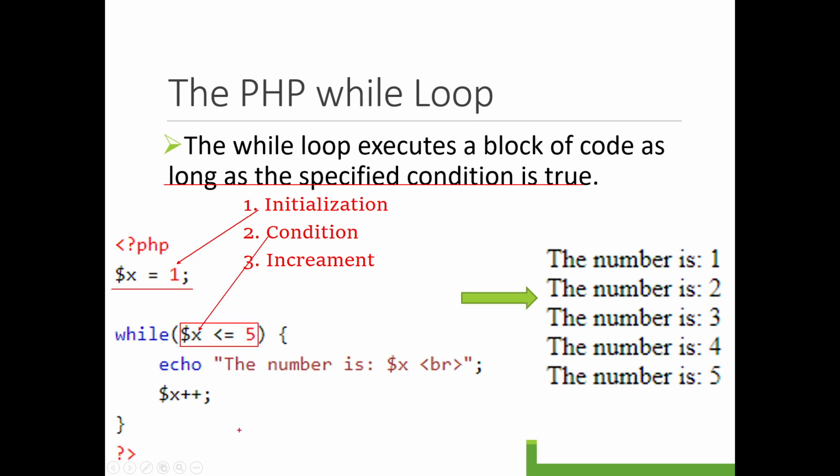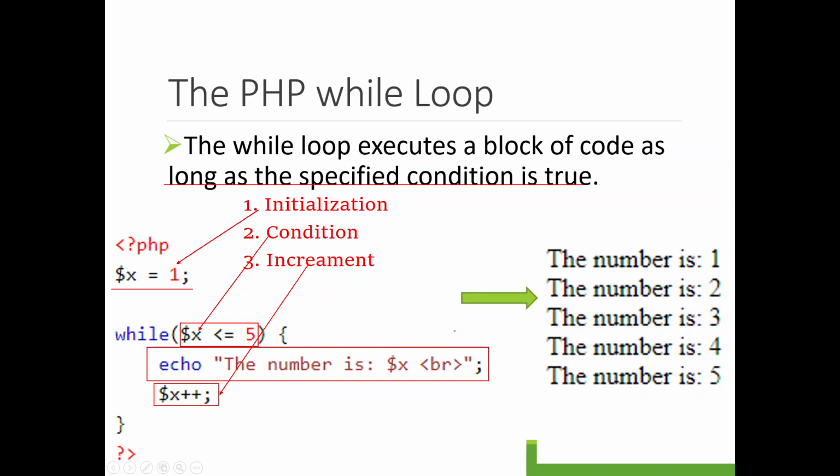Then this is the body of the loop, what is going to be executed. Then this is the increment. This here is the increment. So we want to increment x by 1 at the end of every loop.